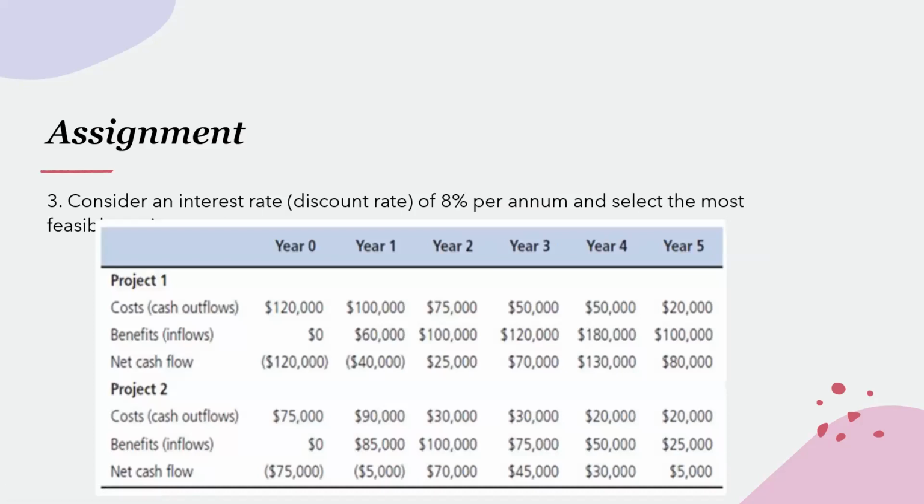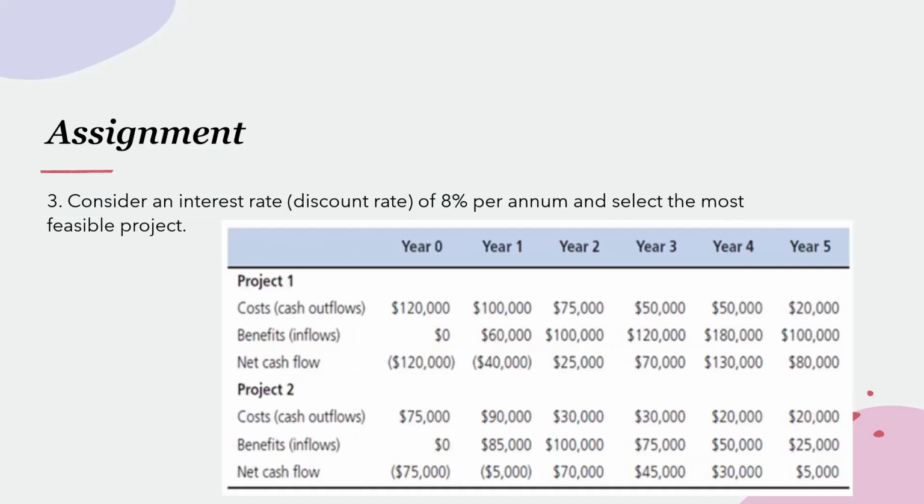And the third question is regarding the NPV. Consider the interest rate or the discount rate of 8% per annum, in the sense per year, and select the most feasible option. The most feasible project. So do an NPV analysis and identify whether project 1 or project 2 is the most feasible project to be chosen.